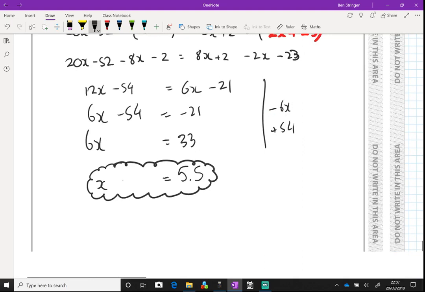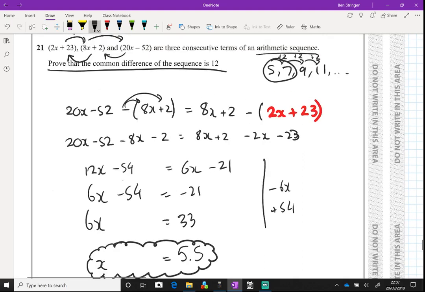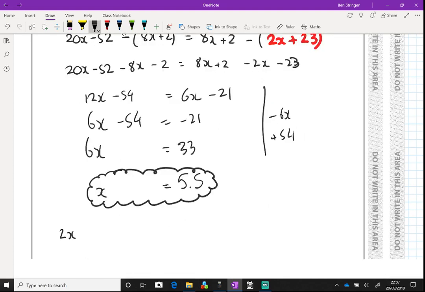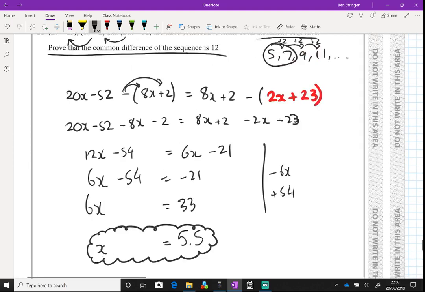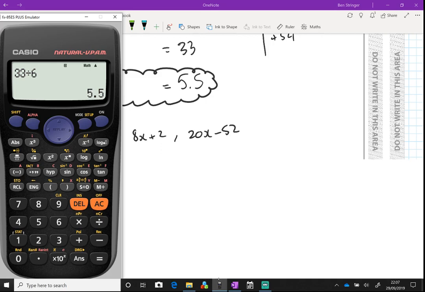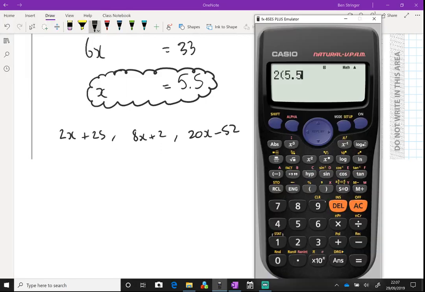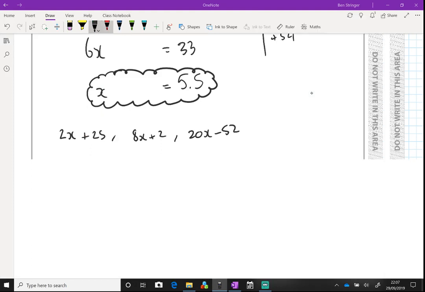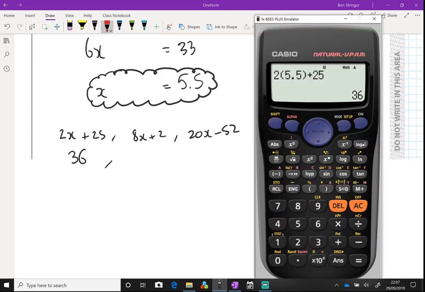So now, if I put this x value into the first, second and third term, so 2x plus 23, comma 8x plus 2, comma 20x minus 52. I'm just reading the bits above. I think that's what it was, yeah. We should see something. Let's have a look what we see. 2 times 5.5 plus 25. That's the first term. 36. This one is, let's go for red. You going to work? No, you don't want to work when I want you to work. Got a love-hate relationship. 8 times 5.5 add 2 is 46.